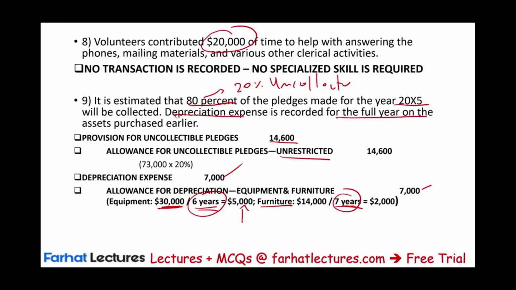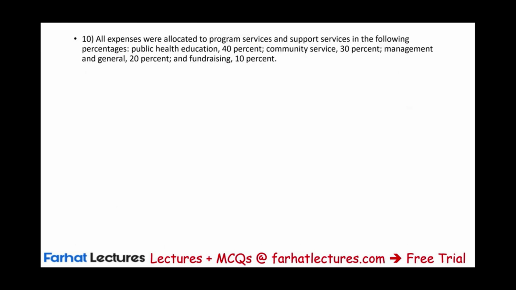Not-for-profit organizations, private not-for-profits, use accrual accounting. So this is what you need to remember as I'm doing this. Transaction 10, all expenses were allocated to program services and support in the following percentages: public health education 40%, community service 30%, management and general 20%, and fundraising 10%.